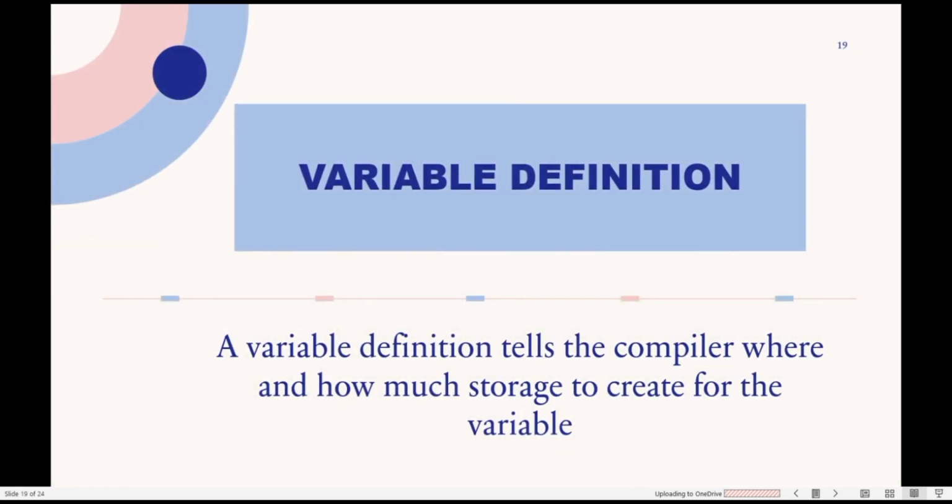Variable definition. A variable definition tells the compiler where and how much storage to create for the variable. In C++, a variable definition informs the compiler about the variable's name, data type, and reserves memory for it. It specifies where and how much storage should be allocated to hold the variable's data.